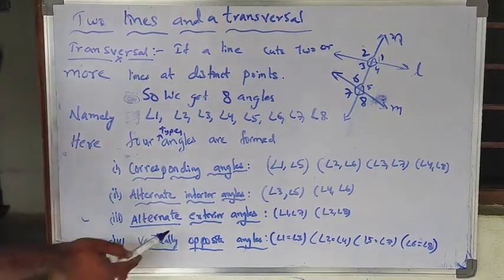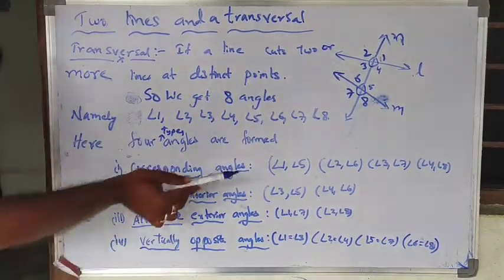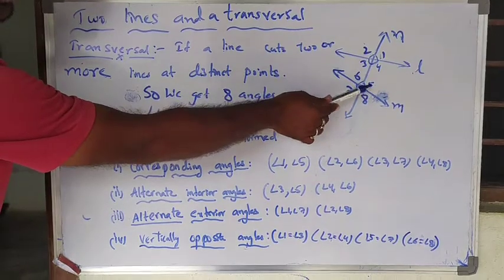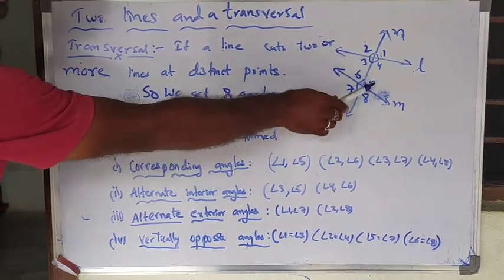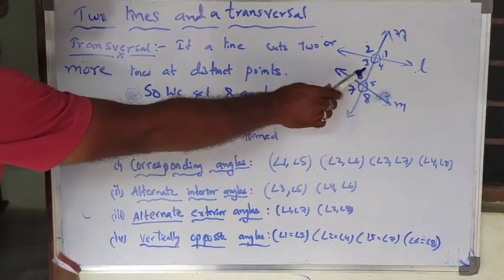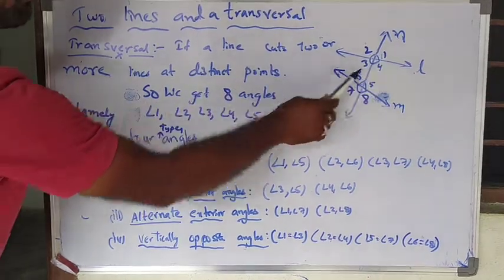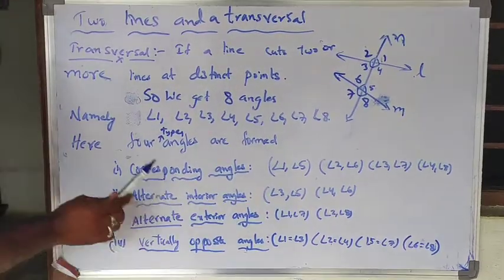Next, alternate interior angles. The name itself says that they are interior. Alternate means one is on one side of the transversal and the other is on the other side of the transversal. So angle 3 and angle 5, and angle 4 and angle 6. These are the alternate interior angles.